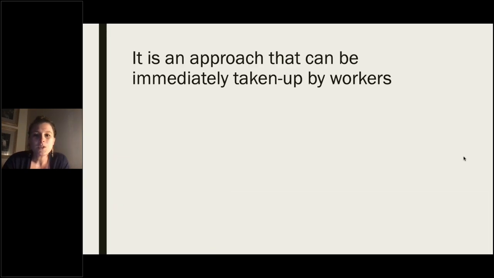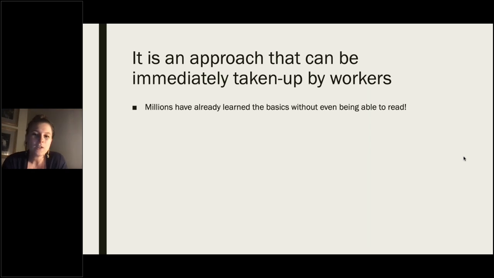It is also an approach that can be immediately taken up by workers, right? So millions have already learned the basics without even being able to read. I thought it was great because when I was working as a union organizer for the Hotel Workers Union in New York, when I would talk to people, I wouldn't have to say, oh, I'm a Marxist or this is about economics. People were really easily able to understand basic terms like surplus, or for instance, the concept of your boss wanting you to work twice as hard for less money and twice as fast. These are all really simple things for people to understand.